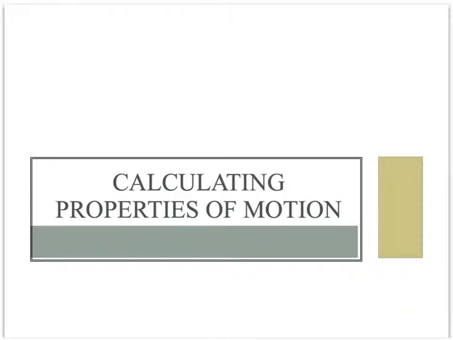Today's topic is calculating properties of motion. So what we've done so far is we've looked at what the properties of motion are and how we can represent these properties on a graph. Next we're going to look at using a mathematical formula or an equation: how can we calculate these properties if we know other properties?